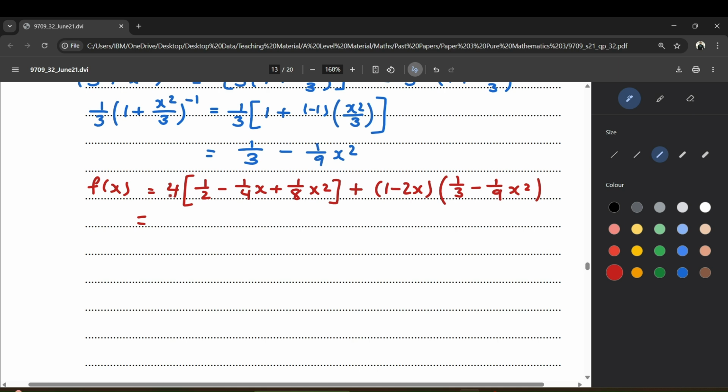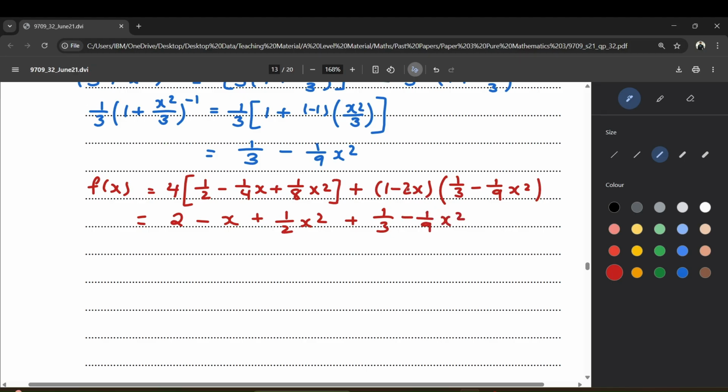So let's open up the bracket. 4 times half will be 2. 4 times minus 1 upon 4, so 4 and 4 cancel, we'll be left with minus x. 4 times 1 upon 8x square will be half x square. Then over here, if I multiply minus 2x with minus 1 upon 9x square, it will give us x cubed, but we don't need x cubed, so we are not going to do that. We'll just multiply 1 by 1 upon 3, so that is 1 upon 3. 1 times minus 1 over 9x square.